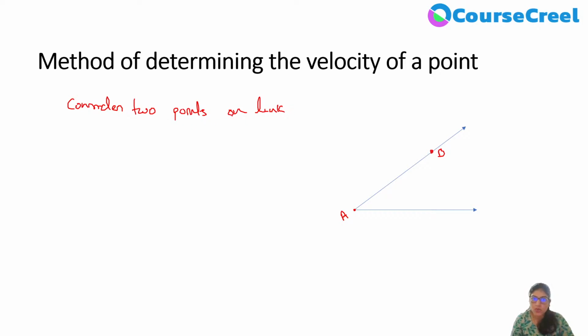Okay, so consider 2 points. We are considering 2 points on a link. Suppose here we have this link, you can see this link, and there are 2 points on the link.